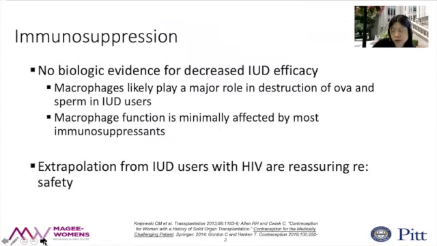In regards to whether IUDs would be less effective in people who are immunosuppressed, such as transplant patients, the thought is that macrophages likely play a major role in contraceptive effect for IUD users, especially copper IUD users, and are minimally affected by most immunosuppressants, which typically work through mediating T-cell responses. Thus, there doesn't appear to be biologic evidence for decreased efficacy of IUDs in people with solid organ transplants. Case series and survey literature on people with transplants who are using IUDs for contraception are limited, but also overall reassuring in terms of efficacy and safety. When you extrapolate from the HIV literature, which are also reassuring in regards to safety of IUDs, IUDs are thought to be a safe and effective option for people with immunosuppression.